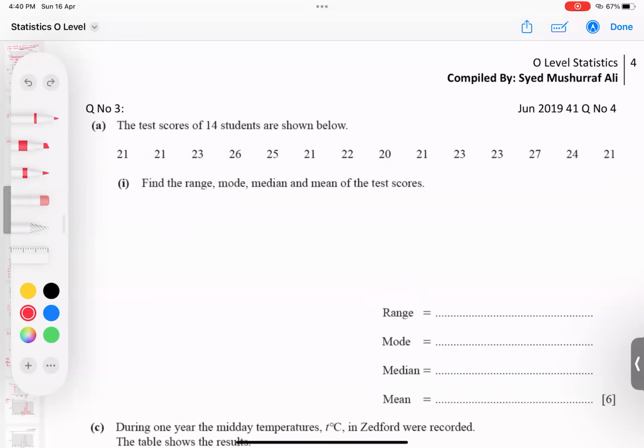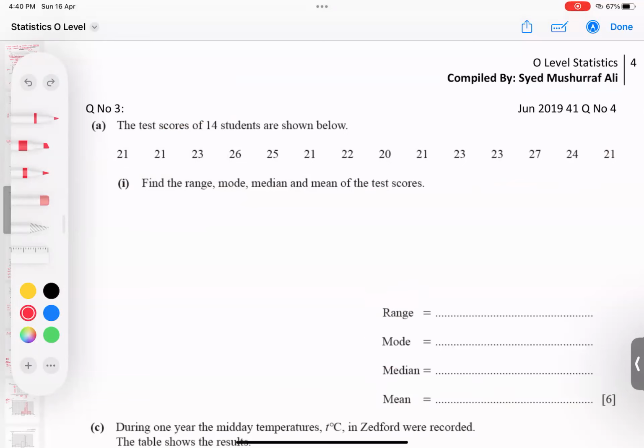Yes, students, first of all, he is asking for the range. What is the range technique? Range is the highest value minus the lowest value. For range, for mode, for mean, the data need not be in order. Order is required only for median, but I do it in the beginning. So let's start. First of all, the least value is 20. I make 20 here. Then 21 comes 5 times.